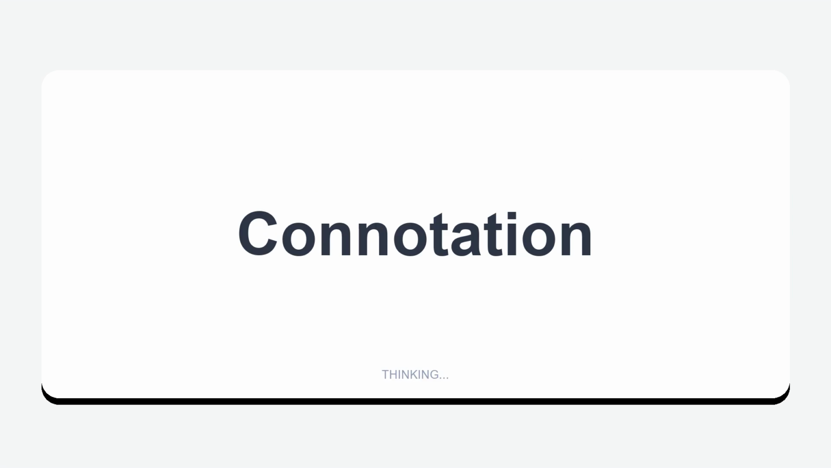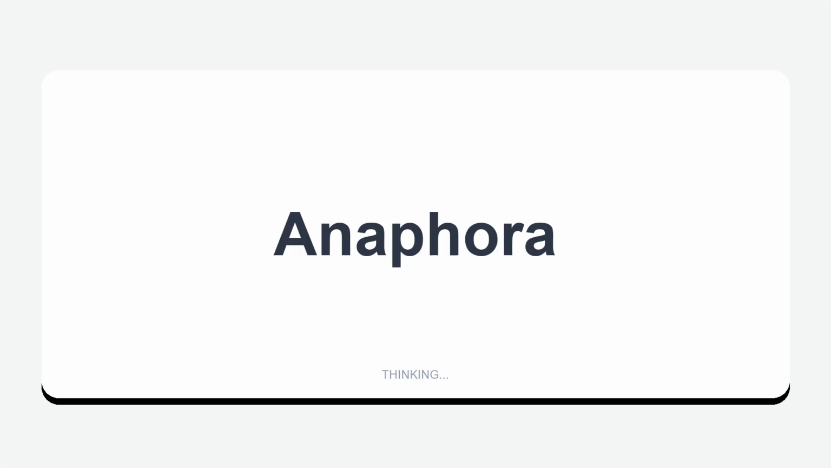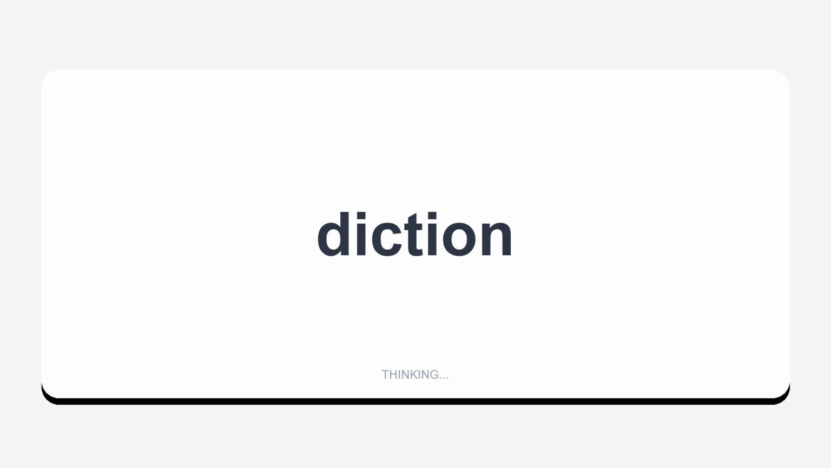Connotation: an author chooses words or phrases that invoke ideas or feelings other than their literal meaning. Cheap. Anaphora: the repetition of a word or phrase at the beginning of successive phrases or clauses designed to emphasize an idea. We shall not fail. Shall go on to the end. We shall fight on the sea. We shall fight with growing confidence. We shall never surrender.